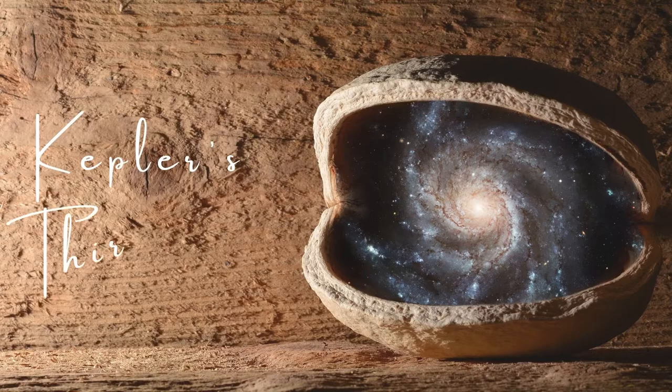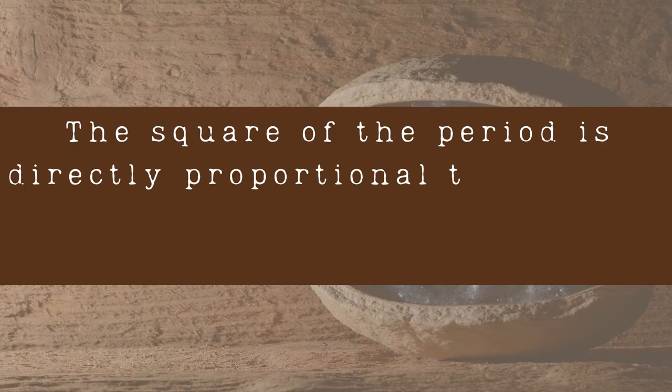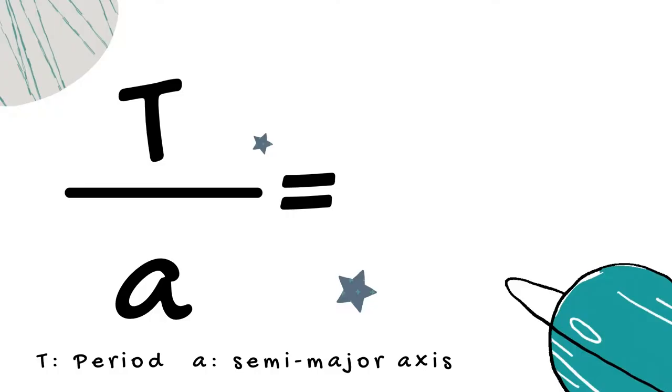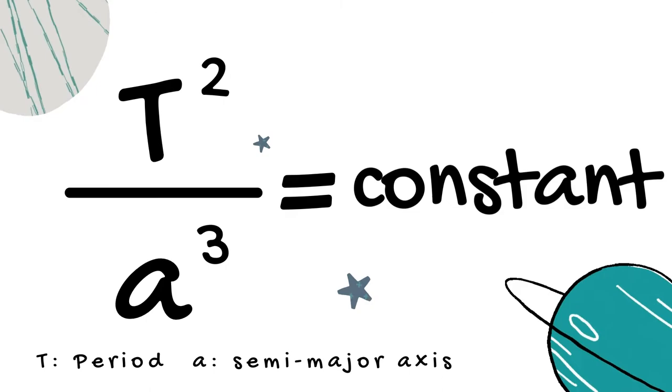Then comes Kepler's third law, or law of periods. According to this law, the square of the period is directly proportional to the cube of the semi-major axis of a planet's elliptical orbit. In other words, the square of the period over the cube of the semi-major axis is equal to a constant.